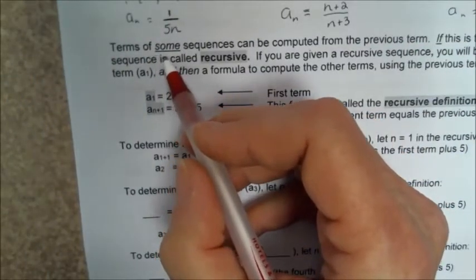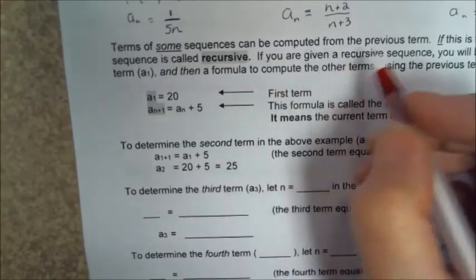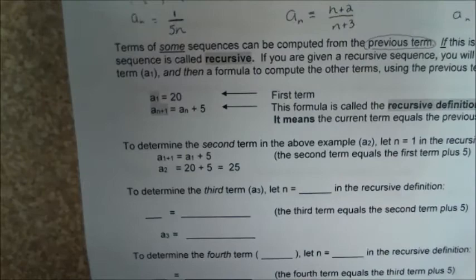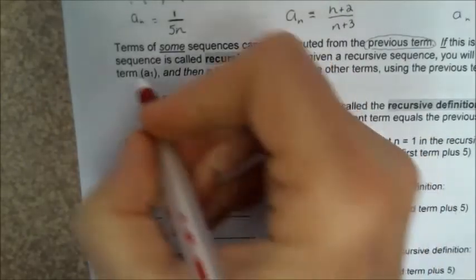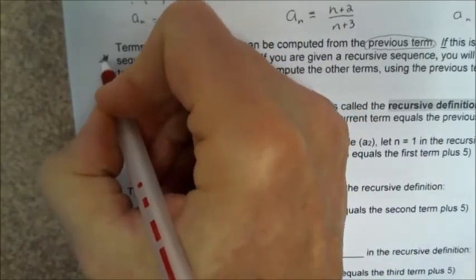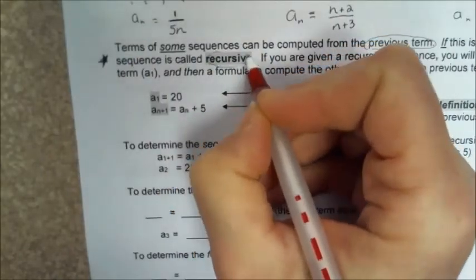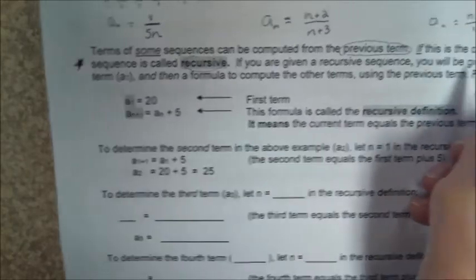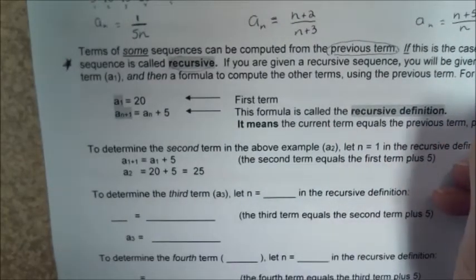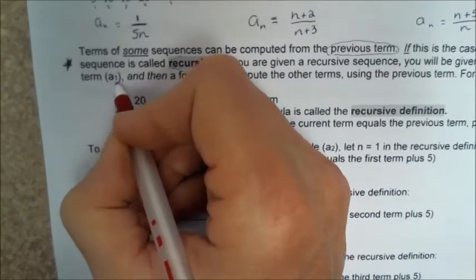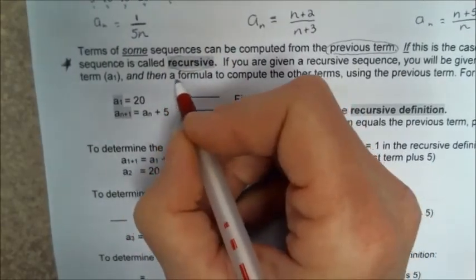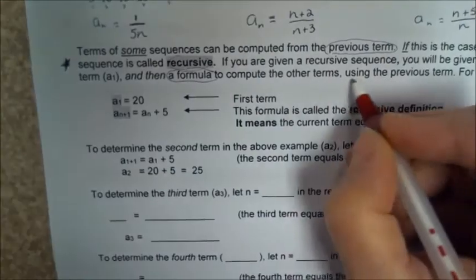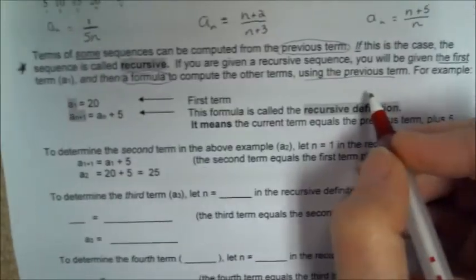Sometimes terms of some sequences can be computed from the previous term. If this is the case, the sequence is called recursive. This is a real important definition for you, the recursive sequence. If you are given a recursive sequence, you will be given the first term. The first term is called a sub 1. And then you're going to be given a formula to compute the other terms using the previous term.